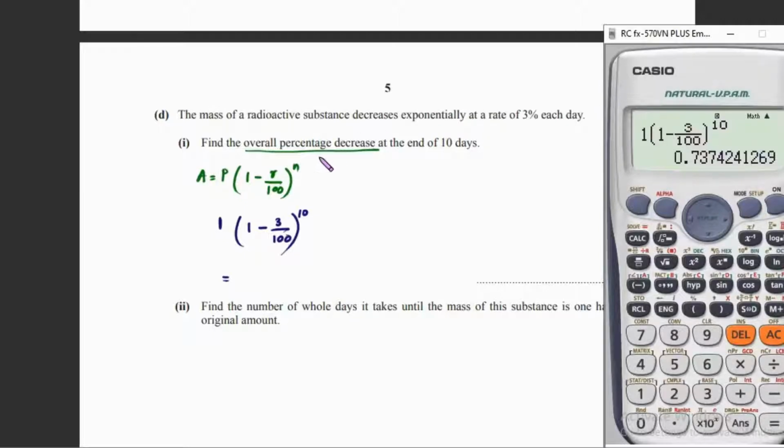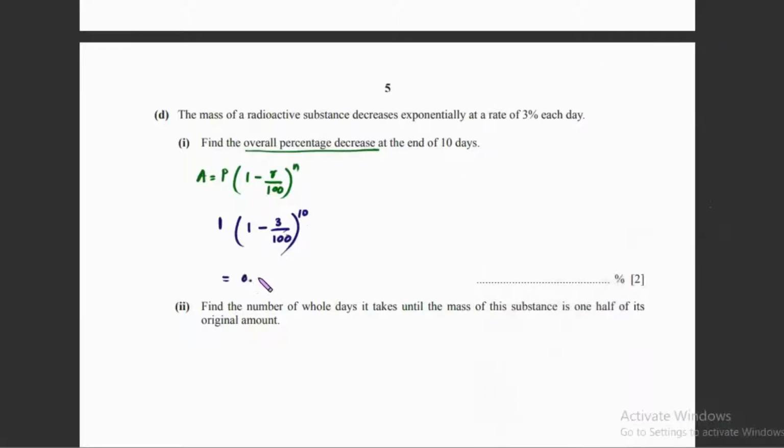But the question is asking us to find the overall percentage decrease. We get 0.7374. This is the amount that is left. By how much has it decreased is what we are supposed to find. So to do that, from the starting amount, which is 1, I need to deduct the amount that is left, which is 0.7374, this value that we get.